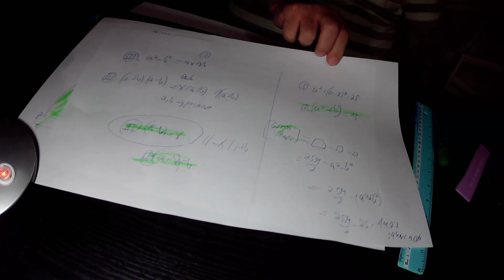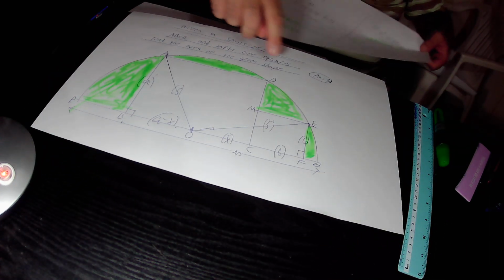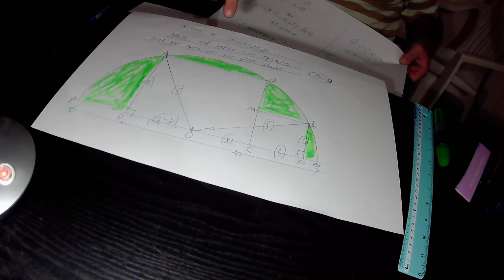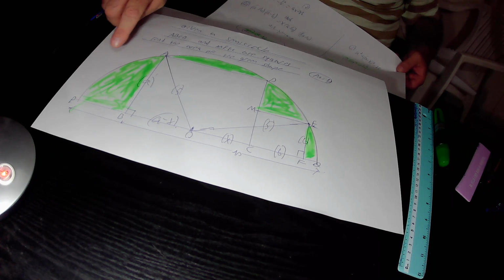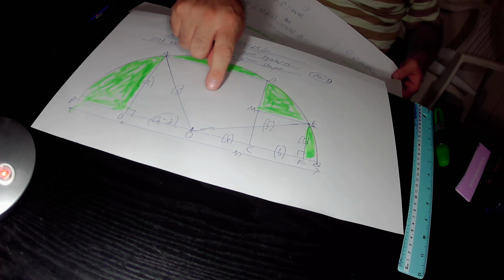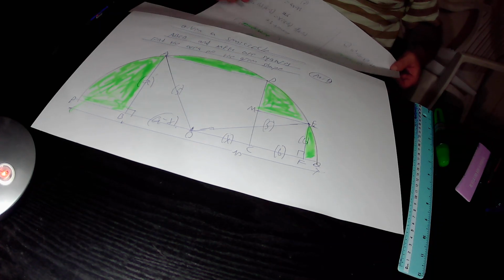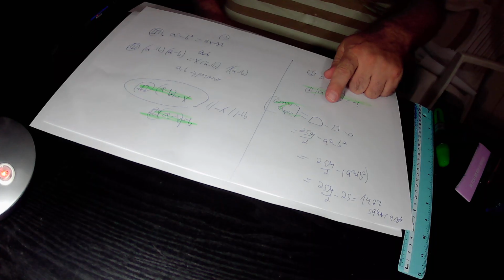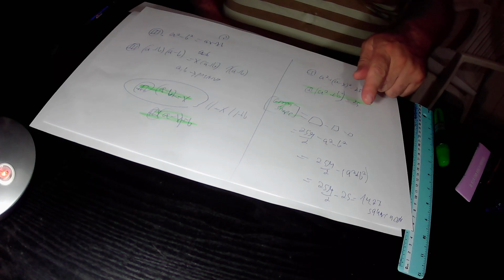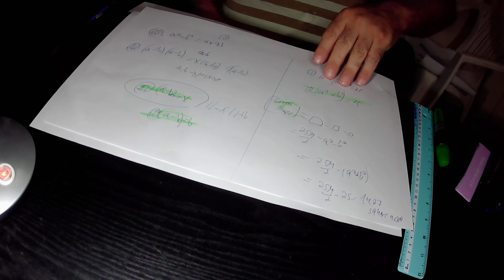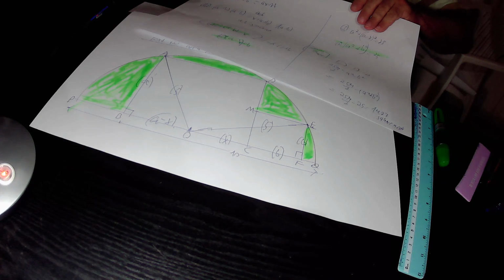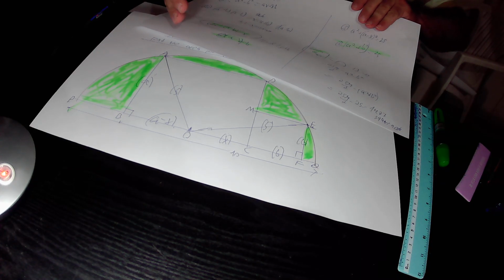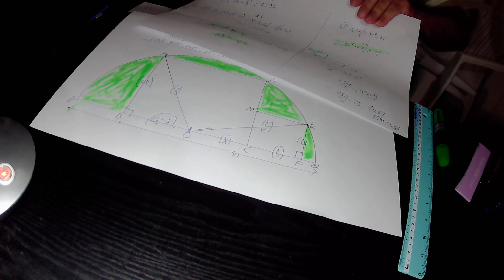Our task is to find out the area of this green shape. So what is the area of this green shape? The area of the green shape equals the area of the big semicircle minus the area of the big square minus the area of the small square. The area of the big semicircle equals pi r squared over 2. R is 5, therefore it is 25 pi over 2.